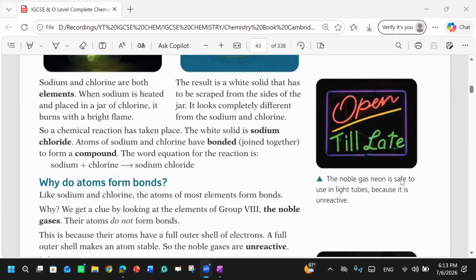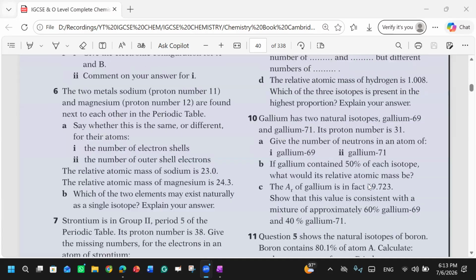The noble gas neon is safe to use in light tubes because it is unreactive. This one, you see, is a light tube. You can see this in different bars, in the cafes as well at night time. In those night light tubes, noble neon gas is filled. Neon gas is not reactive. It can show different colors just like this. This is an application. Why can it not react? Because neon is a noble gas. It belongs to group number 8.